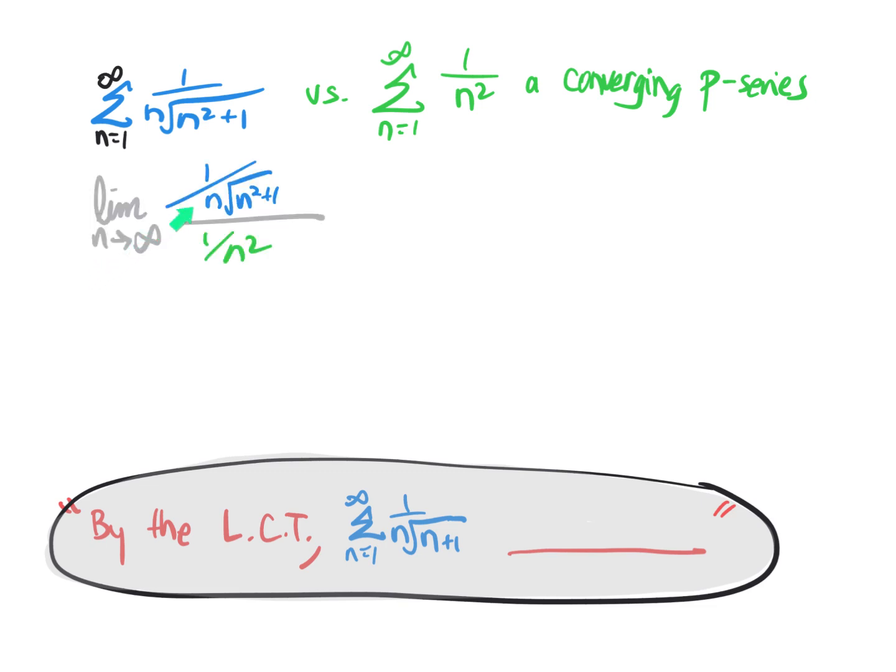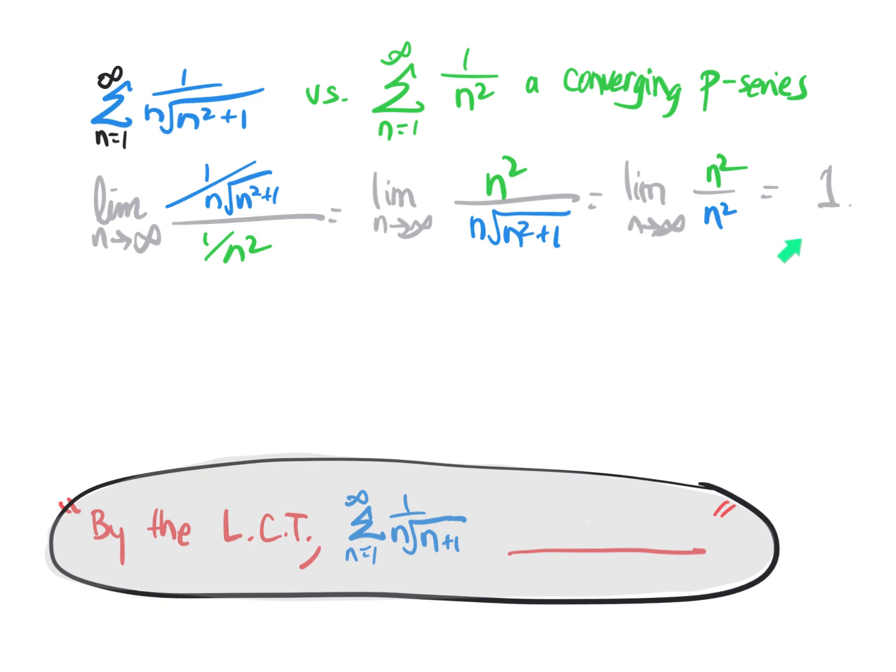That limit of our term divided by the known series term simplifies to this limit, which we can quickly see as n approaches infinity, the plus 1 becomes meaningless, so the denominator becomes n times the square root of n squared, which is n times n, which is n squared, which is 1.